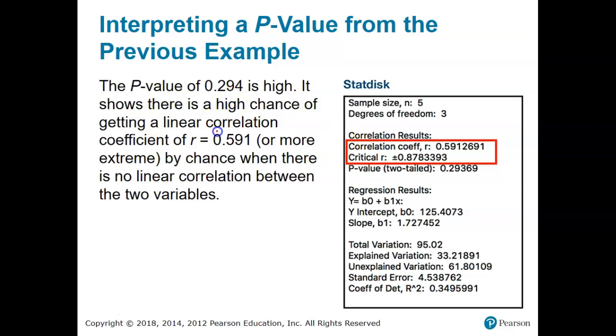Okay, so just to summarize that, a p-value of 0.294 is high, so it shows that there's a high chance of getting a linear correlation coefficient of 0.591, which is what we got, by chance, when there is in fact no linear correlation between the two variables. So it's actually fairly likely to get this correlation value when there is no linear correlation present.